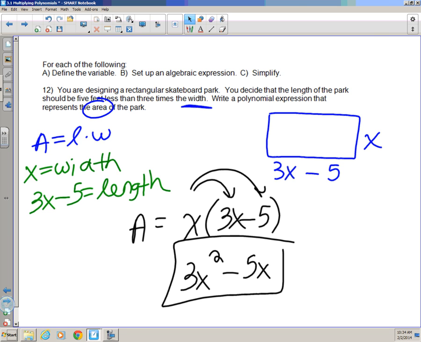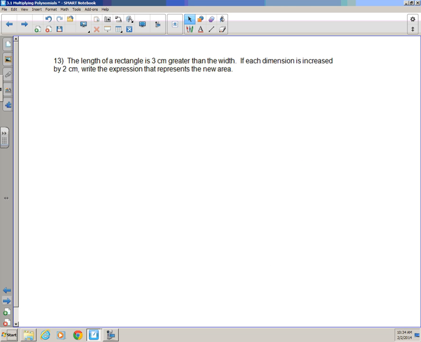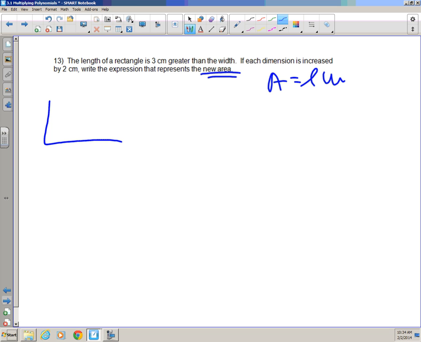Let's take a look at the last word problem. The length of a rectangle is 3 centimeters greater than the width. If each dimension is increased by 2 centimeters, write the expression that represents the new area. So we're dealing with area again, area being length times width. We happen to have 2 rectangles. One of the rectangles we'll talk about over here. We don't know anything about the width. We're going to call that x. The length is 3 centimeters greater, so this becomes x plus 3.